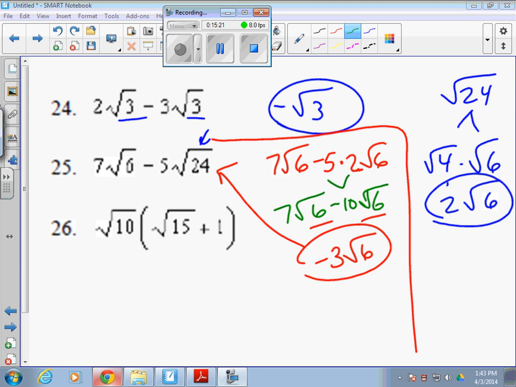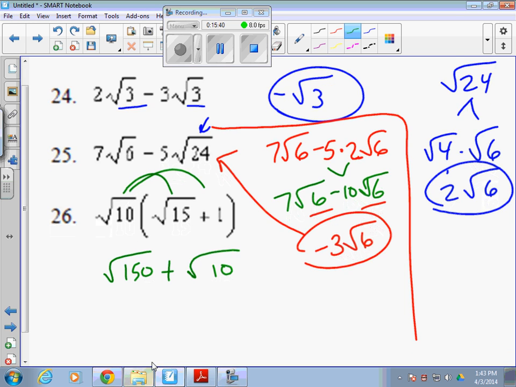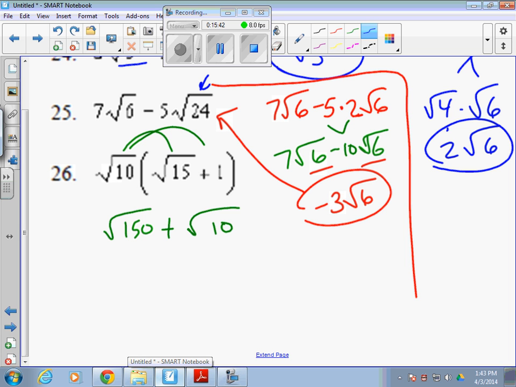Distribute the square root of 10 to everything in 26. The square root of 10 times the square root of 15 is the square root of 150. The square root of 10 times 1 is plus the square root of 10. Okay? There's no perfect squares inside the square root of 10, but there is one inside the square root of 150. So break it down.